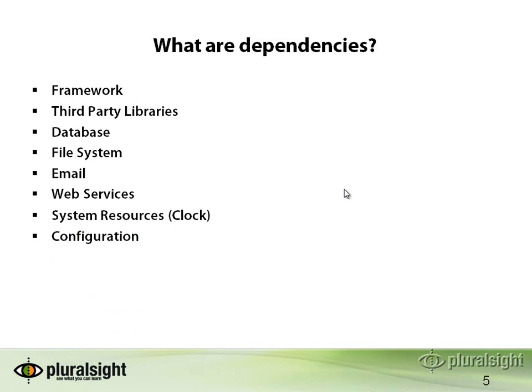Configuration can be a dependency in terms of the files that you use for configuring your application. The new keyword is itself a possible indication that you've got a dependency within your application. You want to limit the places in which you allow your application to instantiate new objects, unless they're primitives like strings, for example.